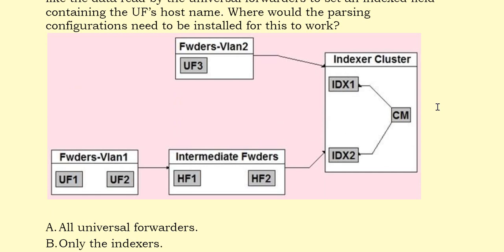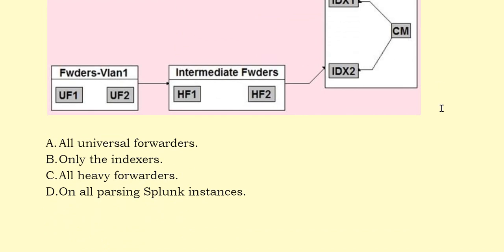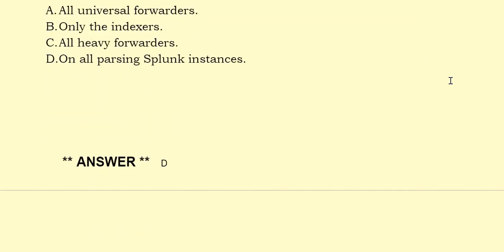Option A, all universal forwarders. Option B, only the indexers. Option C, all heavy forwarders. Option D, on all parsing Splunk instances. The correct answer is option D.